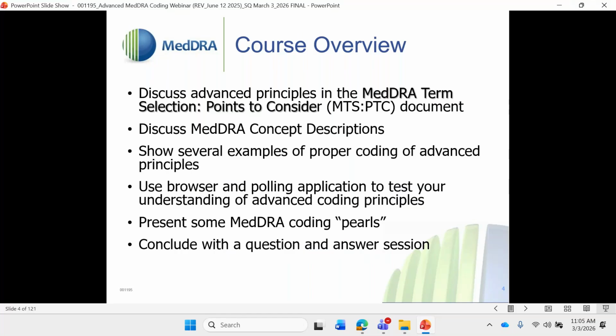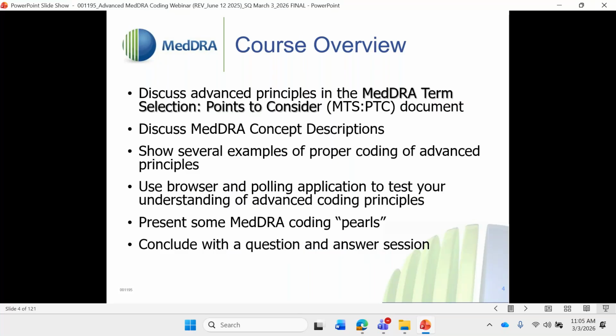Of course, we're also going to have the ability to use Poll EV, right? You're going to be able to work along with me with the many MedDRA exercises. And of course, I'll show you how to use the MedDRA browser. And today I'll be using the MedDRA web-based browser.